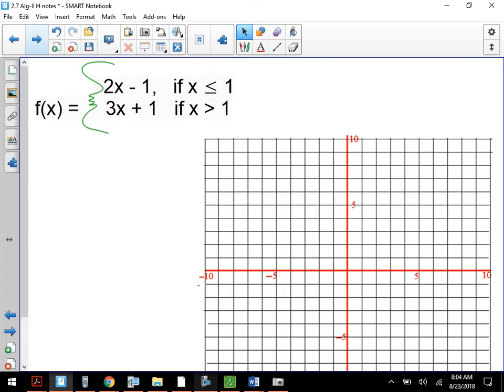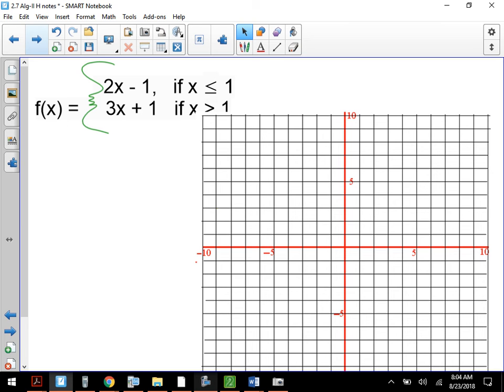We have 2 graphs, 2x minus 1 and 3x plus 1. Where's the domain restriction occurring? Around 1. So again, I would start this by putting a lightly drawn vertical line at x equals 1. That way I can pay attention to what occurs around there. And then I start graphing 2x minus 1. What's your y-intercept? -1, and your slope is?